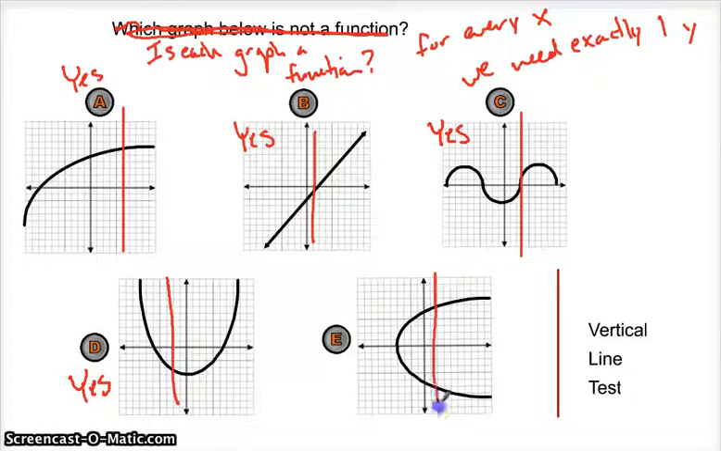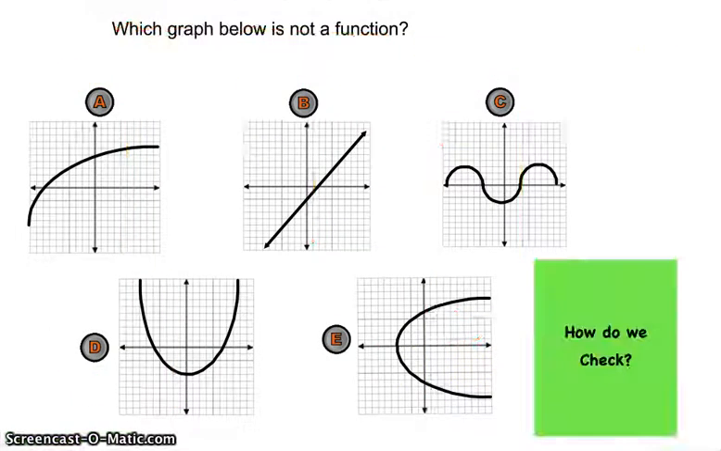The one that doesn't, however, is if we draw that vertical line here and here, no, we hit more than 1 point at a time, and therefore that can't be a function. So the option E is not a function.